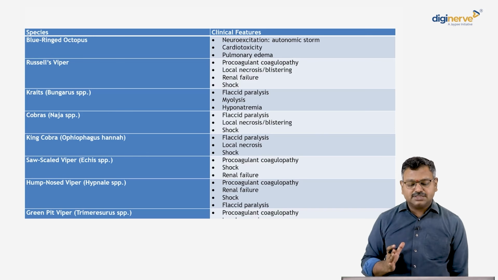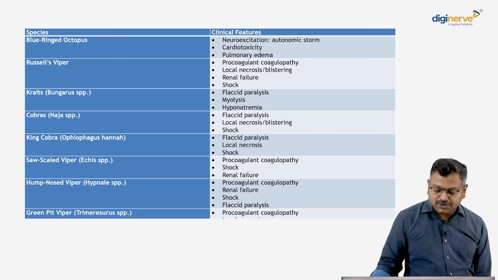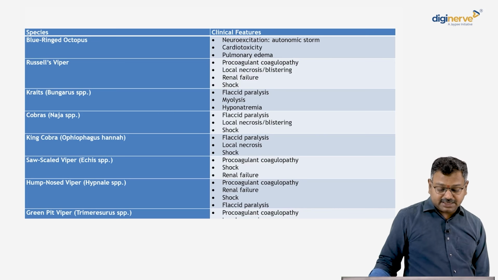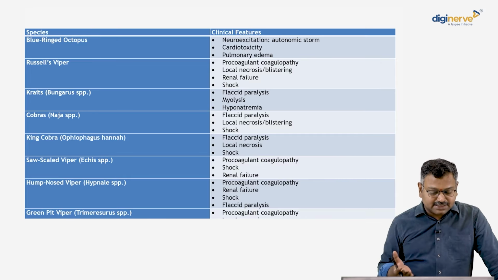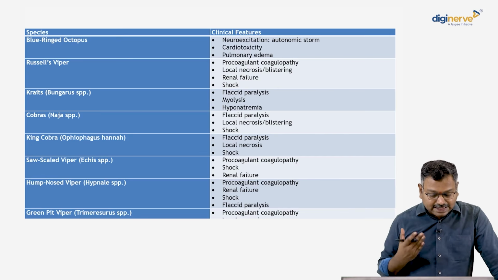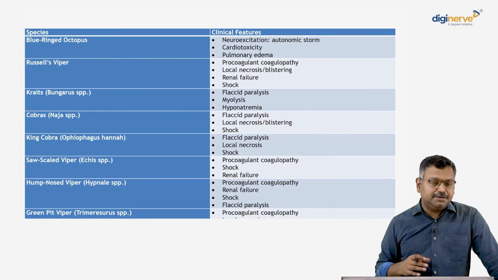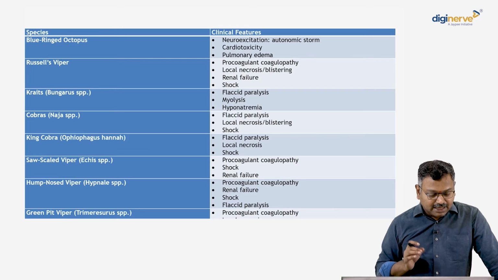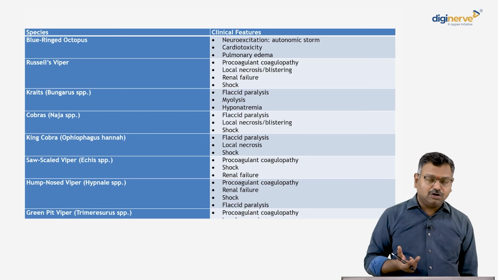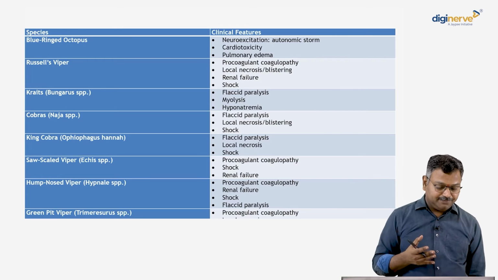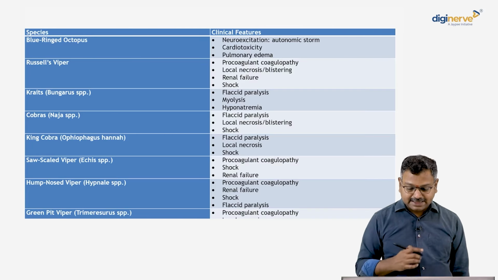If you look at the various toxicities, the blue-ringed octopus produces neurotoxicity, autonomic storm, cardiotoxicity and pulmonary edema. The Russell viper, procoagulant coagulopathy, renal failure and shock. The krait usually produces flaccid paralysis and myositis. Cobra again produces flaccid paralysis. King cobra, flaccid paralysis. Saw-scaled viper, local reaction, procoagulant coagulopathy. Hump-nosed viper, classically procoagulant coagulopathy. Green pit viper, again procoagulant coagulopathy. So remember, the Viperidae generally produce renal failure and coagulopathy, whereas the neurotoxic ones, that is the cobra, will produce the flaccid paralysis that you would see.